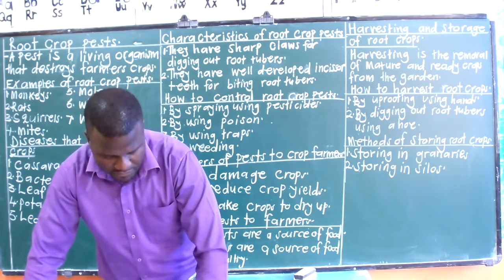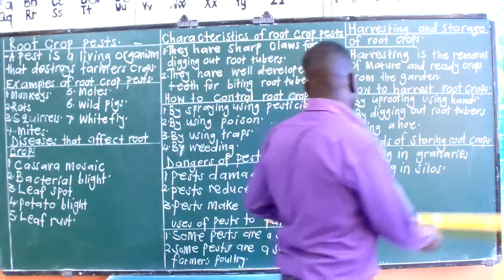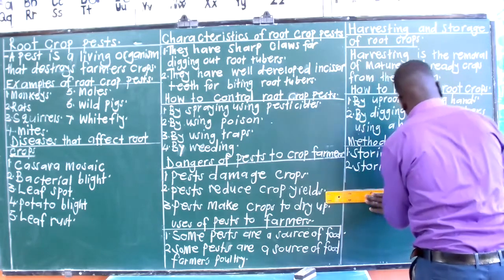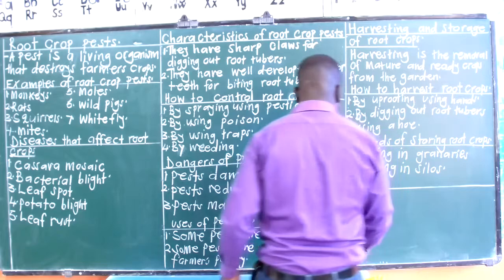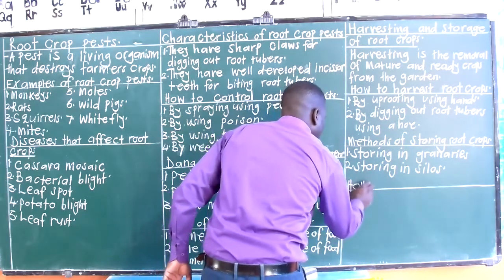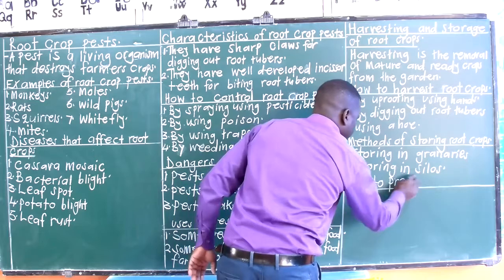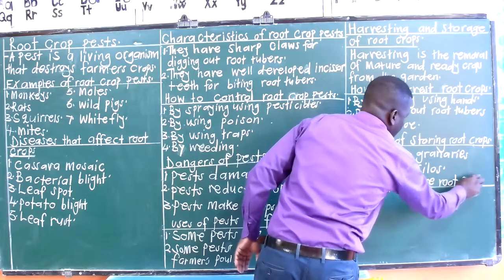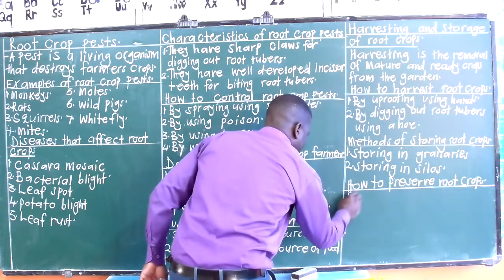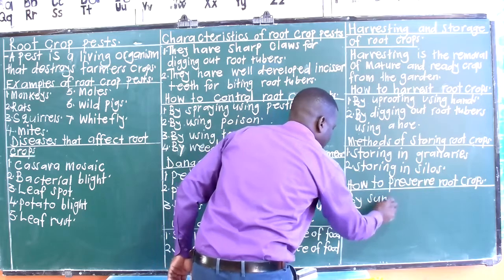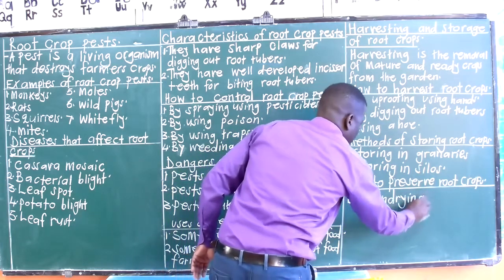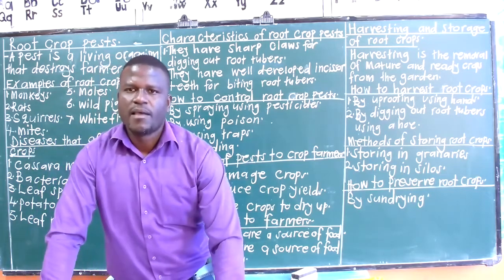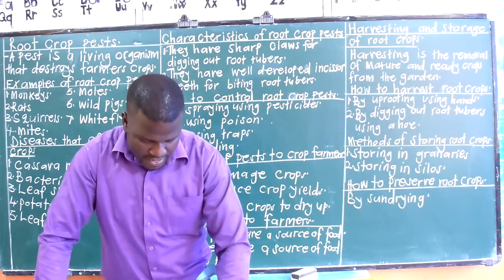After drying, we put them in granaries, or we can put them in silos. Then, how to preserve root crops? Root crops can be preserved by sun drying. We can preserve root crops by sun drying.